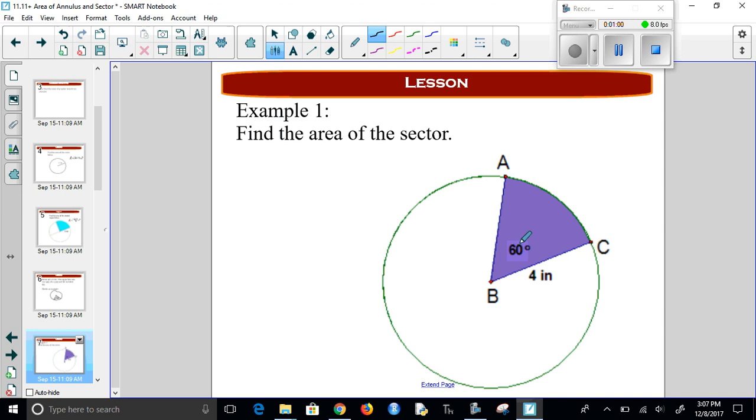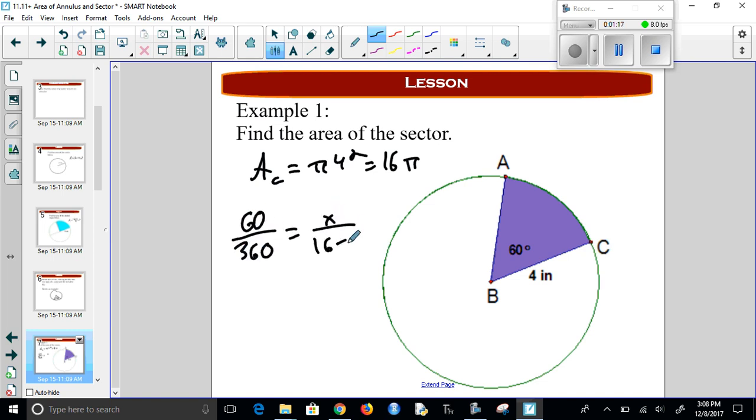Now if I want to find the area of it, first off we find the area of the circle. The area of the circle is pi times 4 squared, or 16 pi. And now we don't want the whole thing, we just want 60 out of 360ths. So I can write a proportion, 60 over 360 equals x over 16 pi. That's the same as 1/6 equals x over 16 pi. Cross multiply, 16 pi equals 6x. 16 over 6 is the same as 8 over 3. So I'd say 8 pi over 3, and then we'd want to say inches squared.